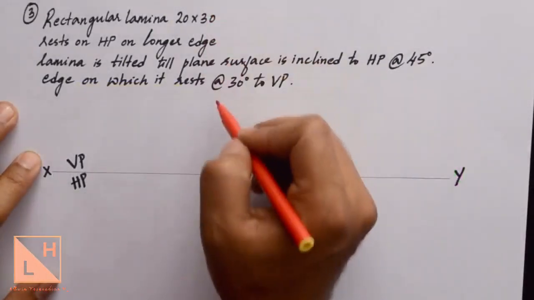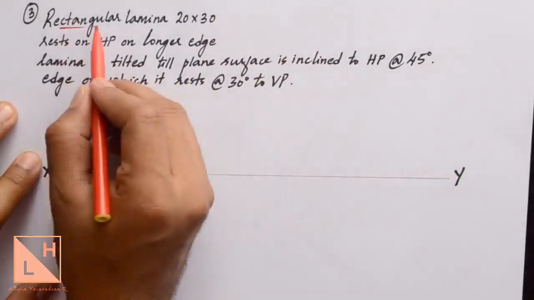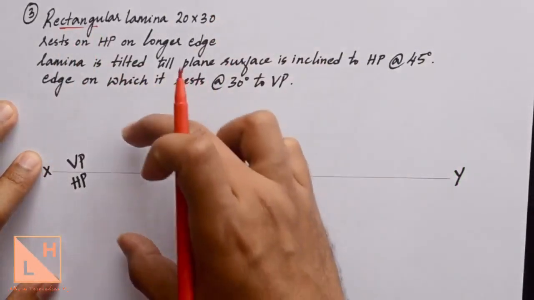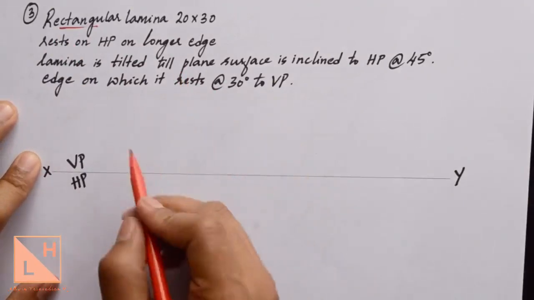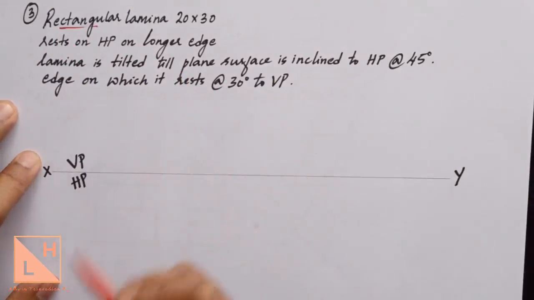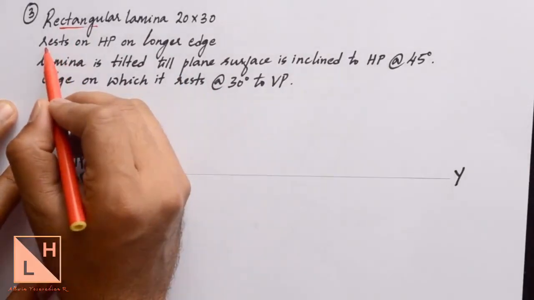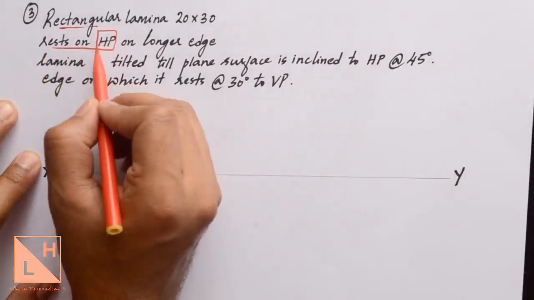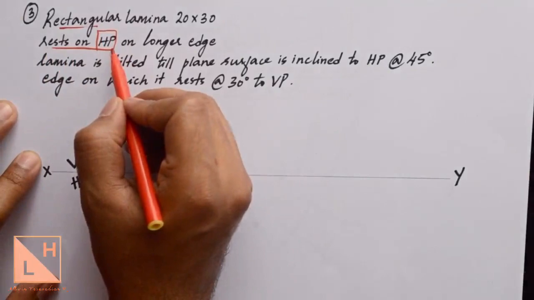So when we have the given data, we need to draw a rectangular lamina. As we have discussed, for the first position you need to ask the question whether you need to draw it on VP or on HP. Read the question forward. The question says that the lamina rests on HP. So you need to draw the plane figure on HP.